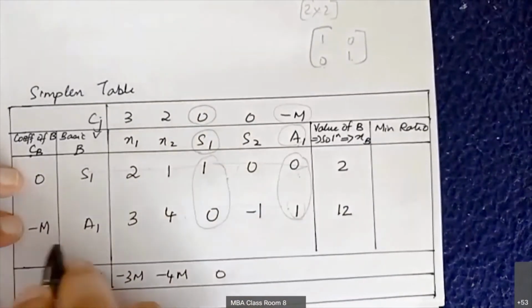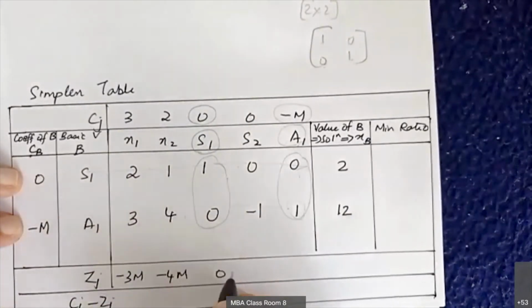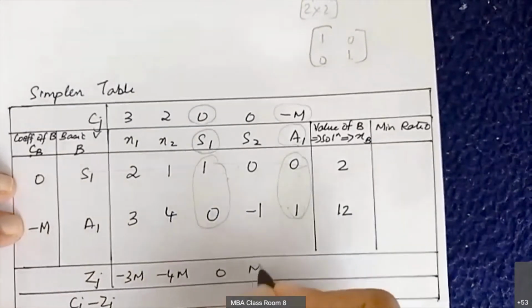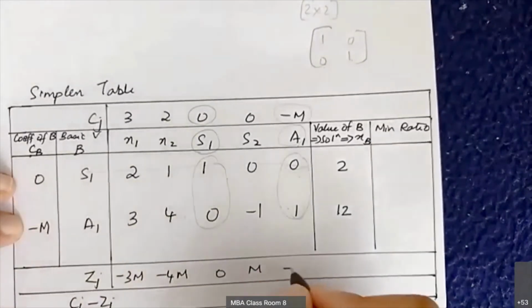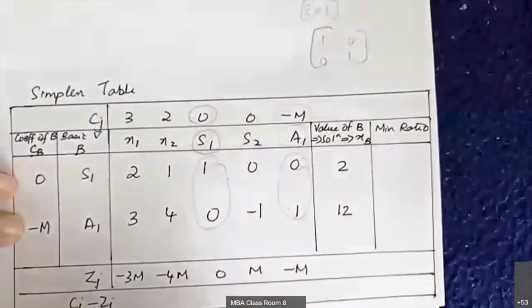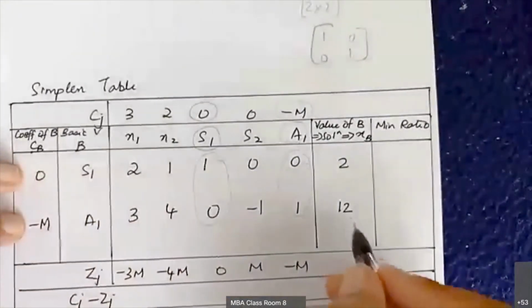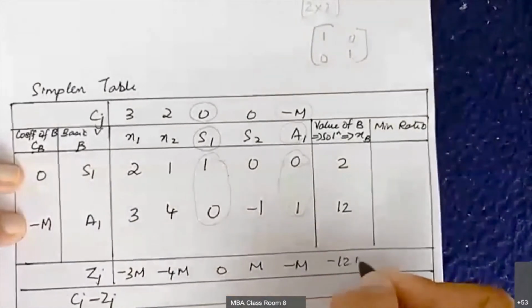Okay, minus M into these values will only come over here. Next one is minus M into minus 1, that is M. Minus M into 1 is minus M. Now this also you can calculate here: minus M into 12, that is minus 12M.